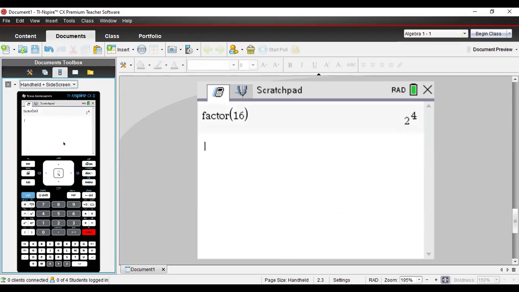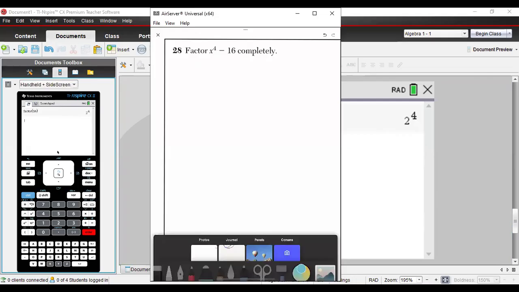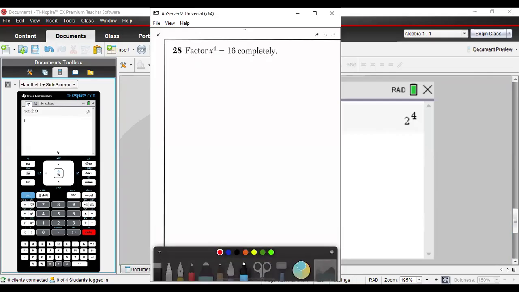So now I'm going to expand this out using my knowledge of exponents. So this is going to be x times x times x times x. We got a minus. Remember that minus is important. And then we're going to expand out the 16. So that's going to be 2 times 2 times 2 times 2.